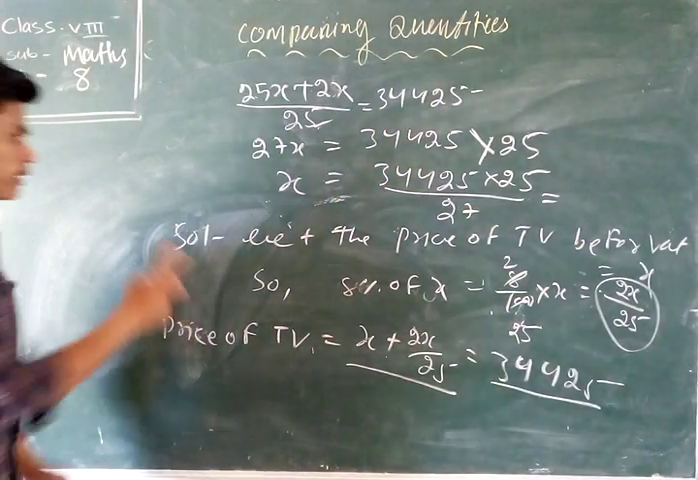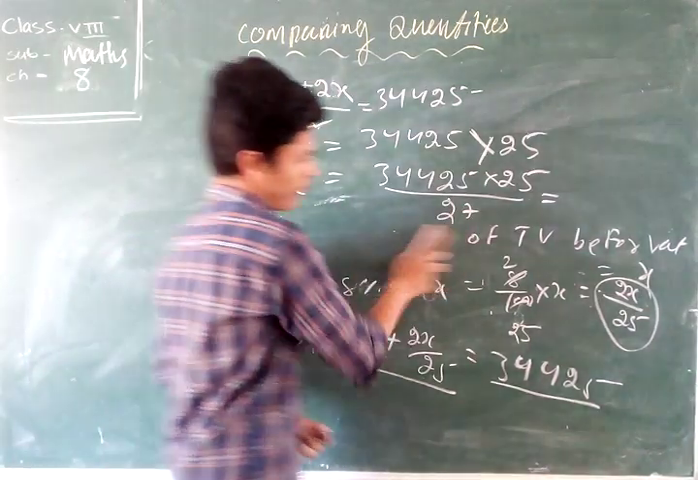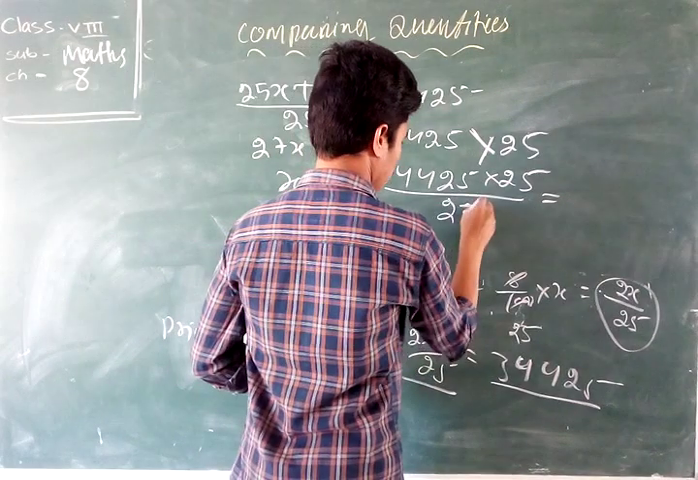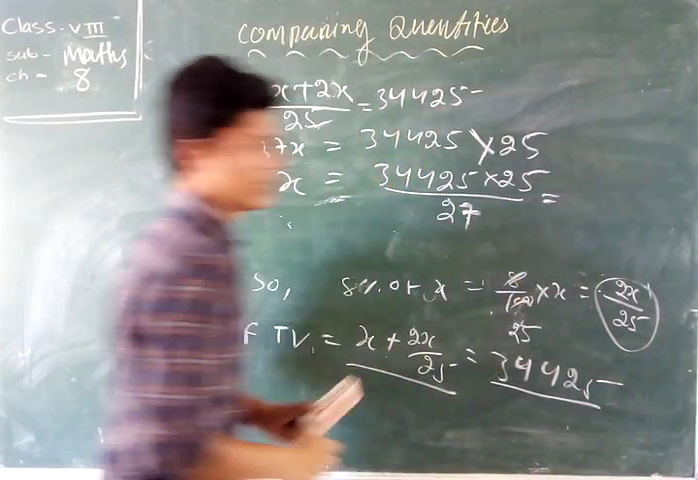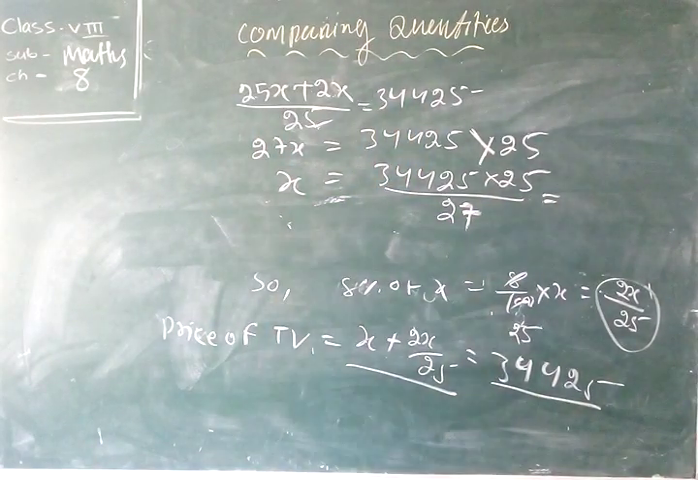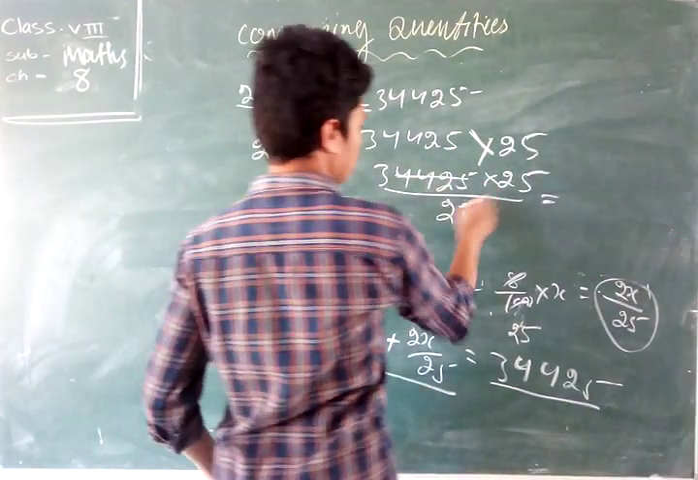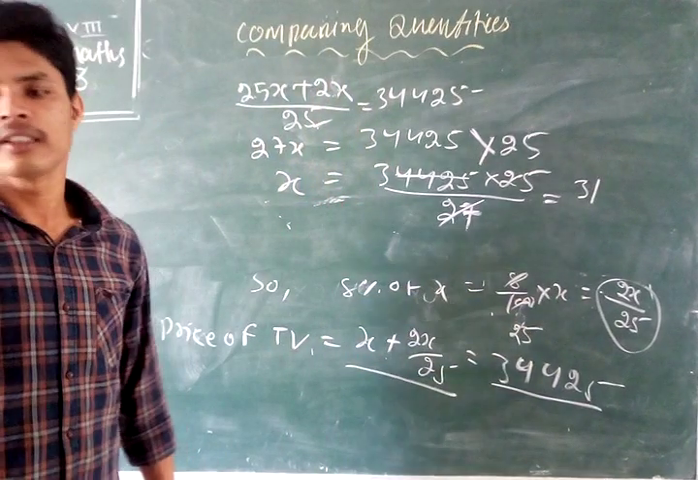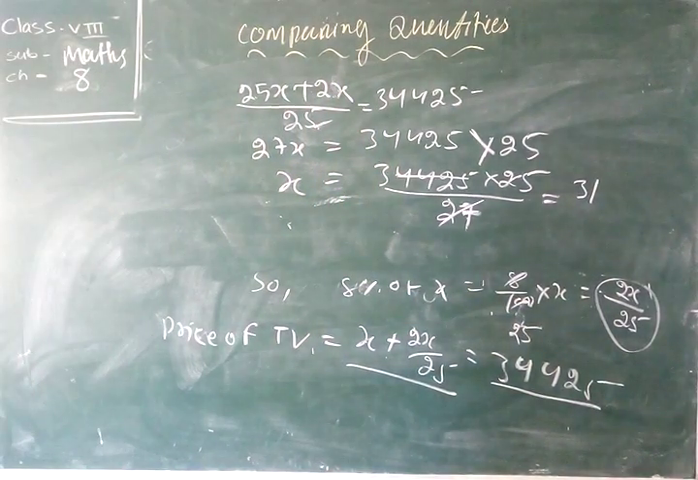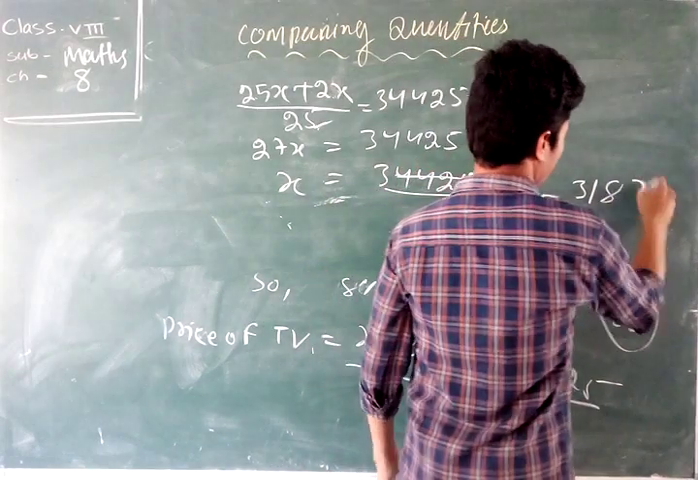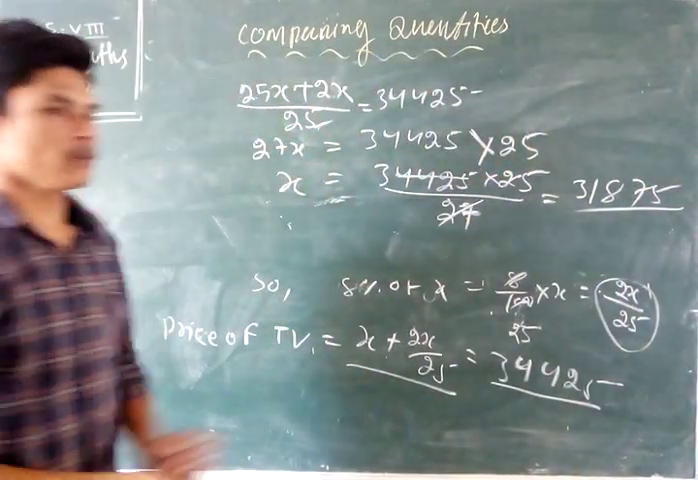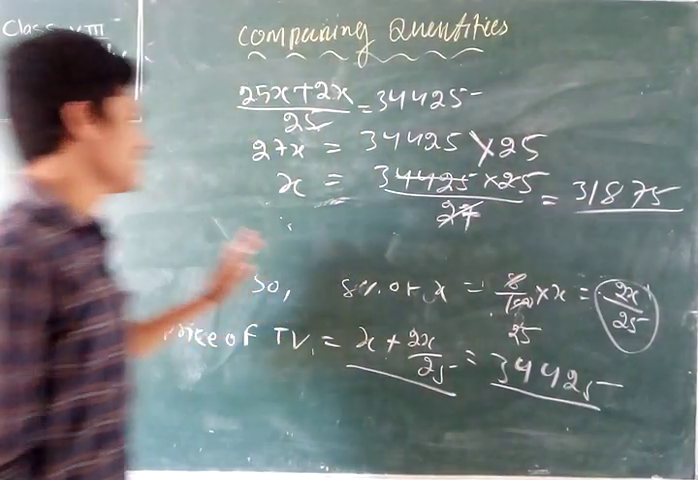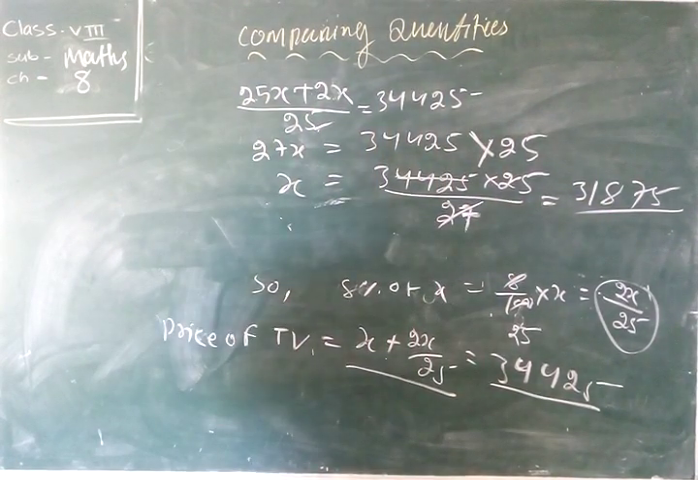Answer of the number is what? Now we got 31,875. Then what is the price of the TV? 31,875. Okay.